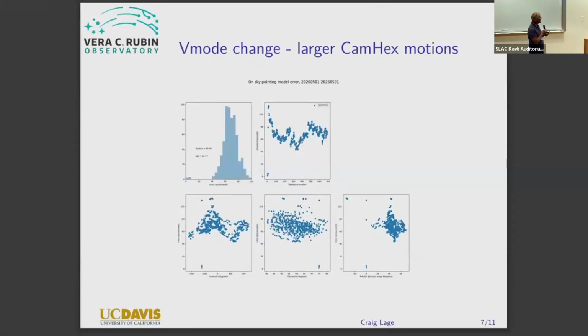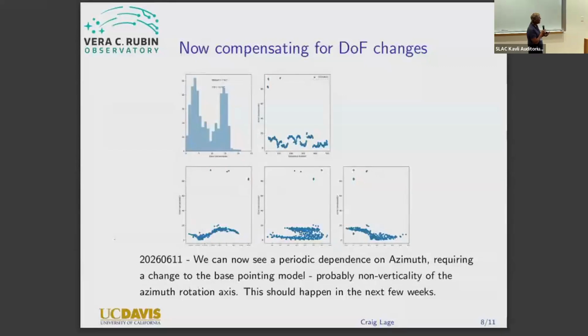And so we had to compensate for that. A lot of work by Tiago Ribeiro went into putting that into the pointing model so that we compensate for it. This is where we were before we shut down, with a median of about 7 arc seconds. And if you see here, there's a strong sinusoidal dependence on azimuth. So that's the next step.